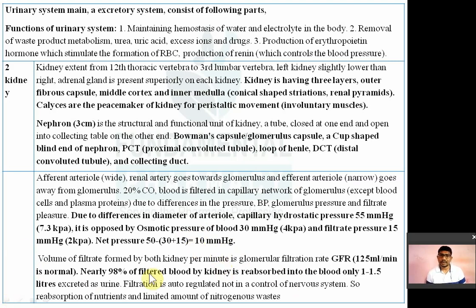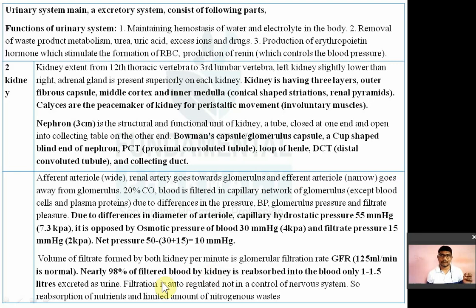Now the volume of filtrate formed by both kidneys per minute, or per unit time, is nothing but the glomerular filtration rate. So GFR is around 125 ml per minute, which is normal. Around 90% of the blood filtered by the kidney is reabsorbed.